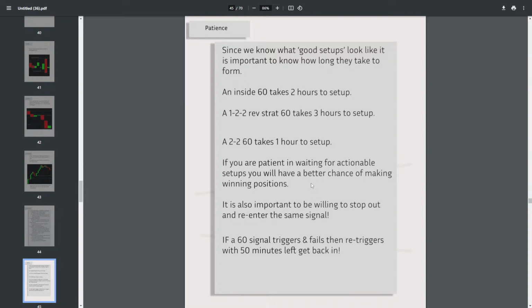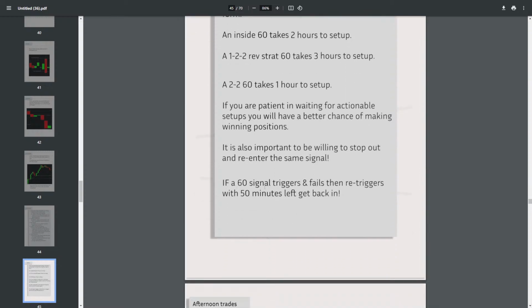It is also important to be willing to stop out and re-enter the same signal. So for example, if a 60 signal triggers and then fails and then re-triggers again 10 minutes later with 50 minutes left on the 60 signal, and your analysis on the higher time frame is still true, maybe you still have full time frame continuity, maybe it's still a kicking pattern, or it's a gap down buy, it's not an outside day yet, etc. You have 50 minutes of that signal to try again. So you must be willing to re-enter, especially with tight stops. You may have to re-enter a signal more than once, more than twice, maybe 3 times.